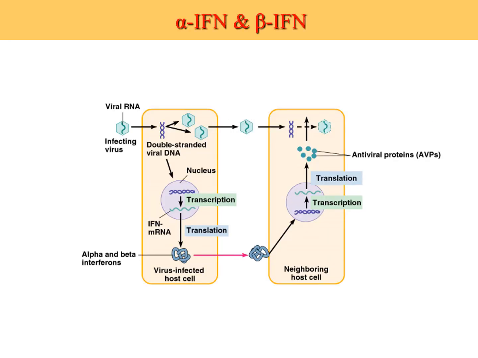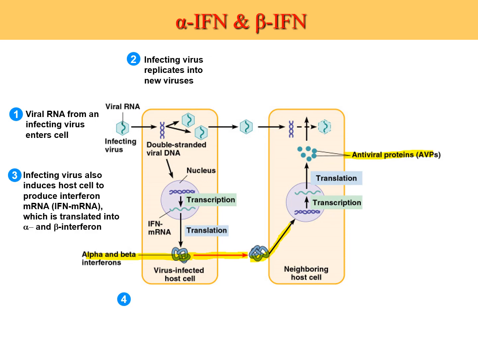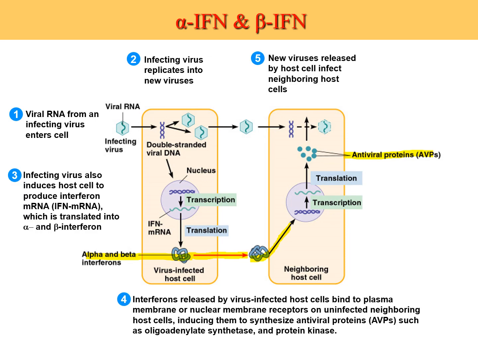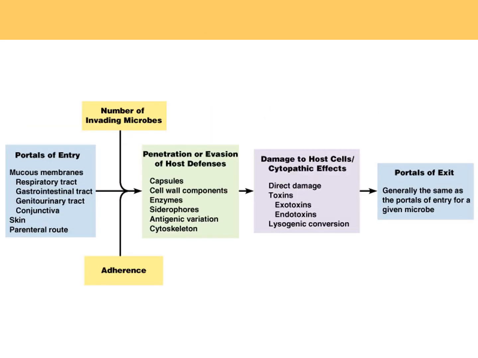And here's a diagram that shows the effect of alpha or beta interferon produced by one cell, triggering production in a neighboring cell of antiviral proteins. I'm not going to go into the details of this. It's for your own interest if you want.